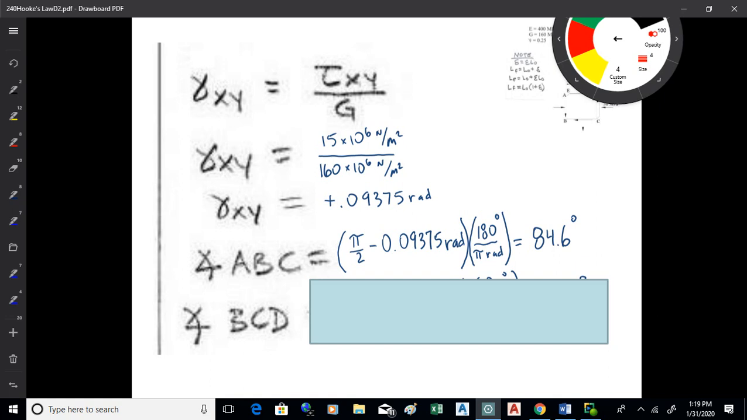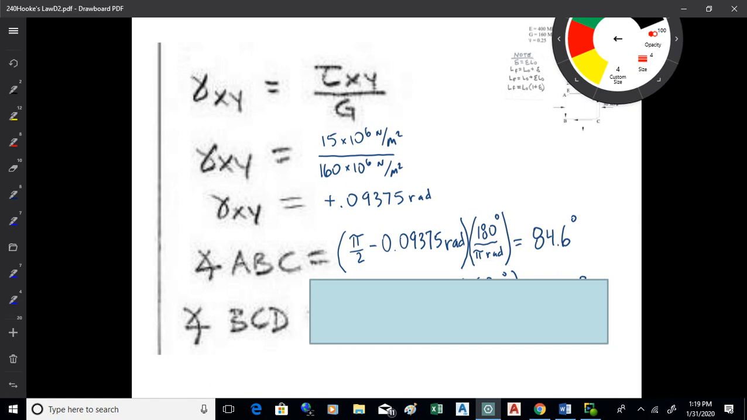You got any questions on that? Yeah. And 90 degrees is pi over 2 radians. So the answer you get out of this formula is in radians. So I just take pi over 2 minus that radian measure and then convert it back into degrees. Yeah, it started off as a rectangle. So it started off at a 90-degree angle. Good? Okay. So that's ABC, okay?